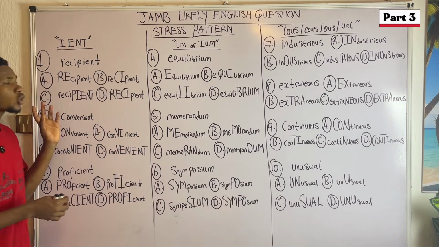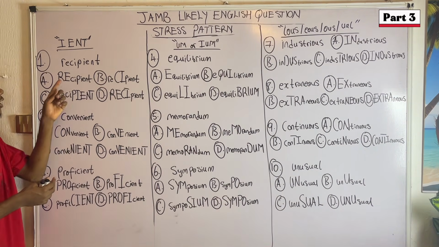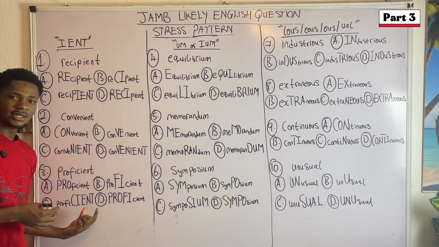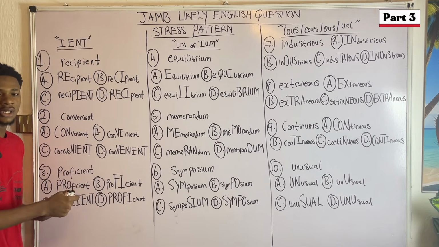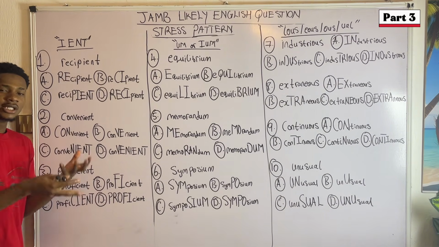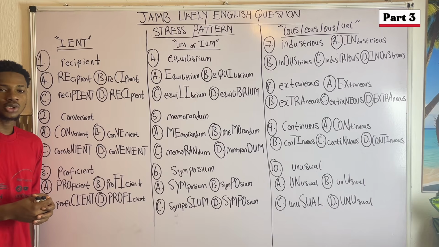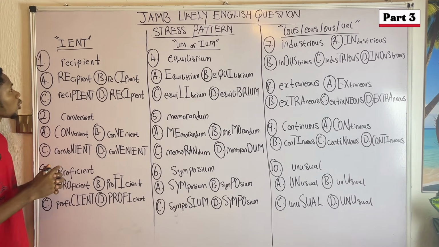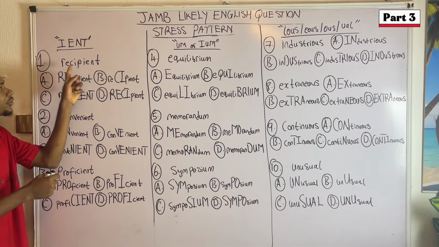Okay, now we're having question 1 on the board. Notice how I have written IENT, which means all of these exercises, all of these likely JAMB examination questions on the board, are words ending with IENT. That is, how do you stress words that end with the phrase IENT, that is, ent? Now question 1, we're having recipient.